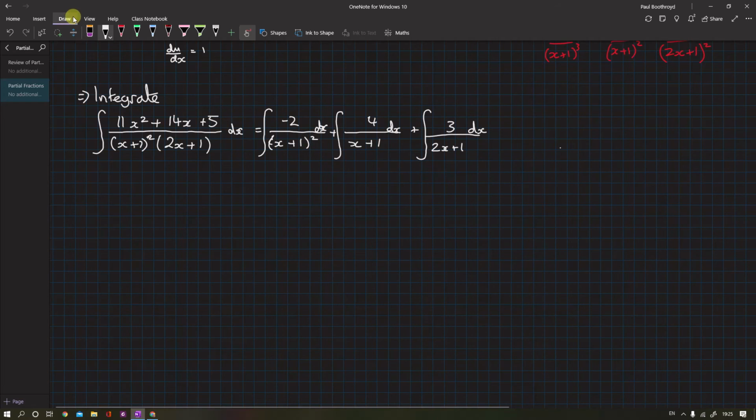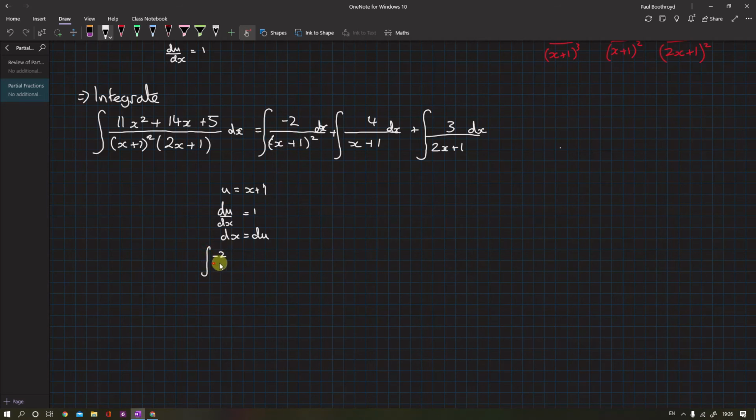Okay, so we're going to integrate each of these separately, going through piece by piece. We can do it by substitution, by saying x plus 1 is u. So let's go through and do the first step. I'm going to say u is x plus 1. I've got du/dx, which is going to give me 1, which means du can directly replace dx. So I can substitute that straight in, and we're now looking at the integral of minus 2 over u squared.